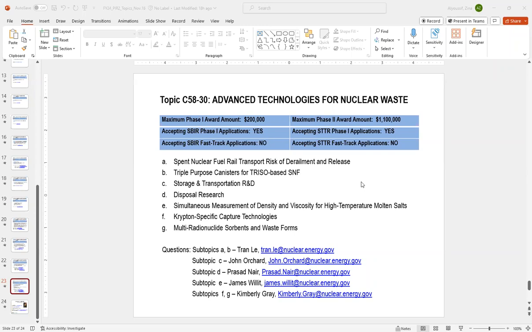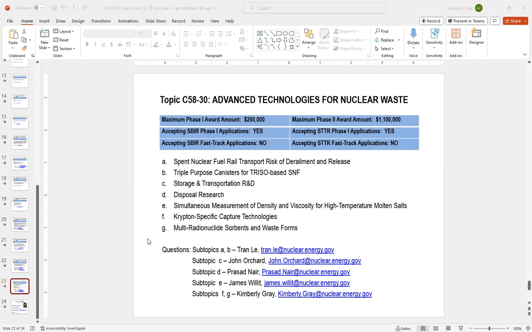In addition, we have some references related to the Atlas and Fortis cars, and some previous work done for small standardized transportation, aging, and disposal canister systems. However, these were done for light water reactor spent nuclear fuel. We believe this should be helpful for a triple purpose canister for TRISO-based spent nuclear fuel. We also have references for TRISO fuel and TRISO spent nuclear fuel. If you're interested in looking at those, feel free to contact Tran.